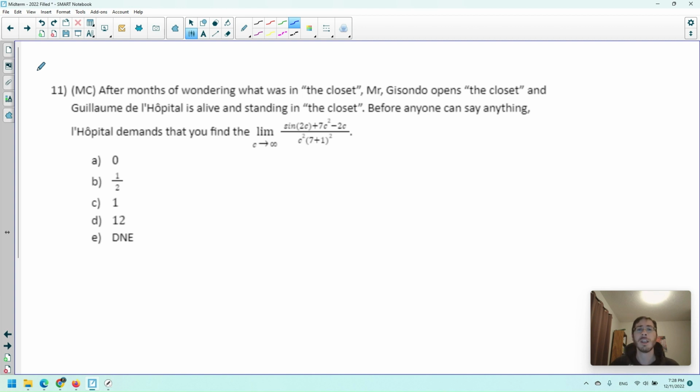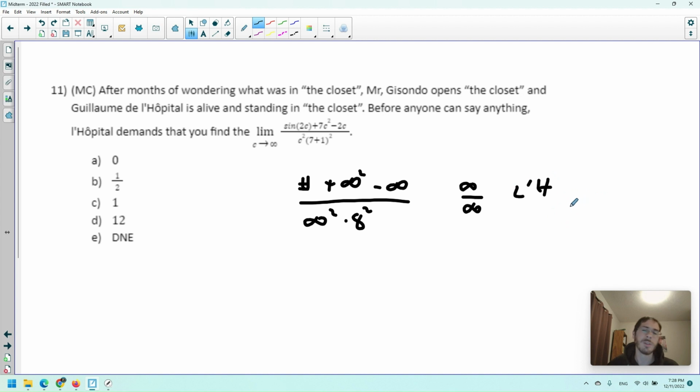do L'Hopital's rule. And if we plug in infinity, what we would get is some number for sine of 2 times infinity. So it's going to be a number. Plus 7 times infinity squared would be infinity squared, minus 2 times infinity, so minus infinity, over c squared would be infinity squared. 7 plus 1 is 8, so times 8 squared. So in this case, we are going to get infinity over infinity, and Mr. L'Hopital can be used. So we can use L'Hopital's rule because infinity over infinity is an indeterminate form. So we can actually proceed.